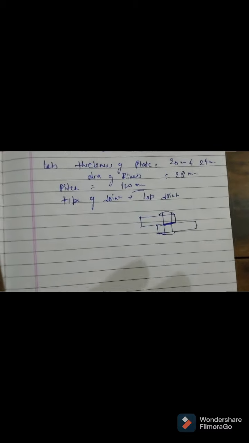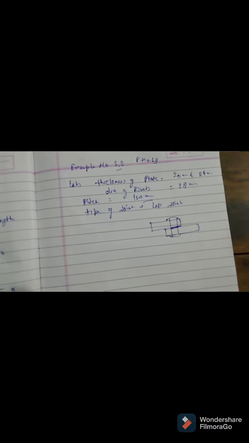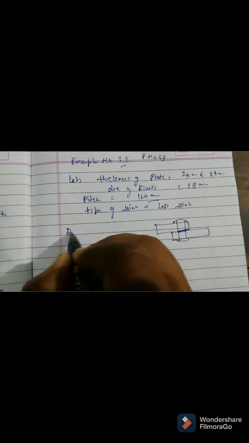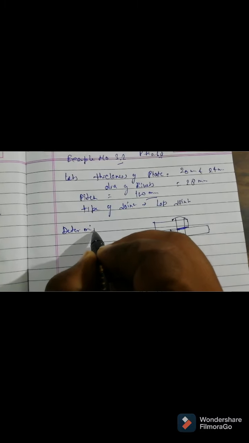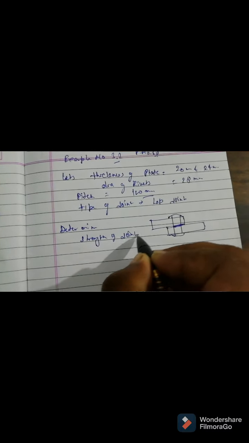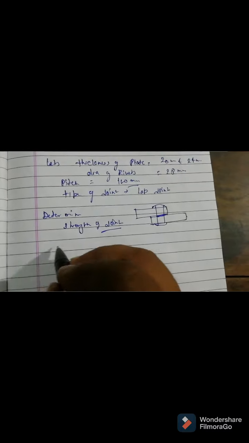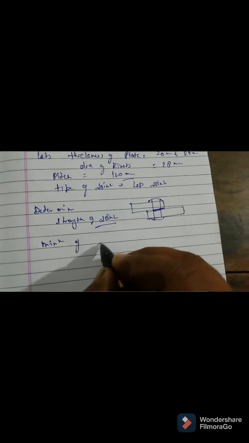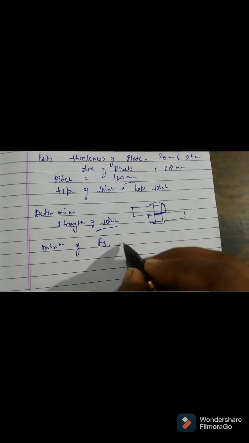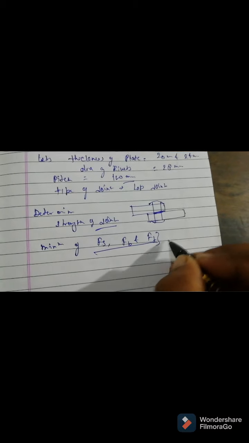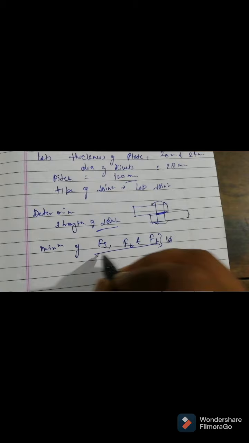So now you have to find the strength of the joint. Again, determine strength of joint. So what is the strength of joint? The minimum value, minimum of the shear, bearing and tear. Whichever is minimum. So minimum of Fs, Fb and Ft. So let's calculate.